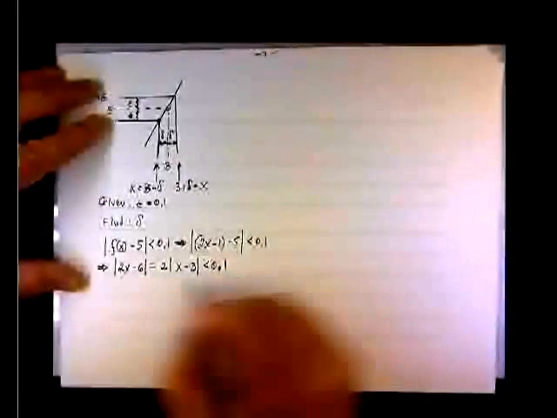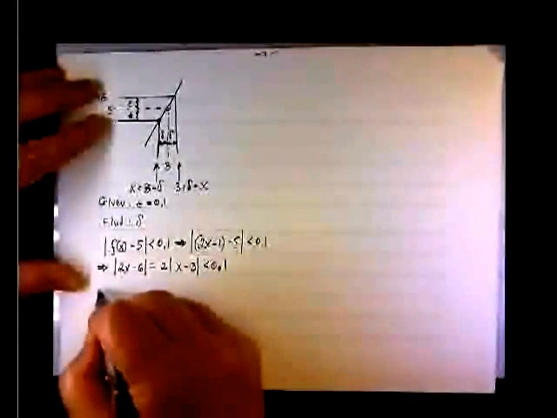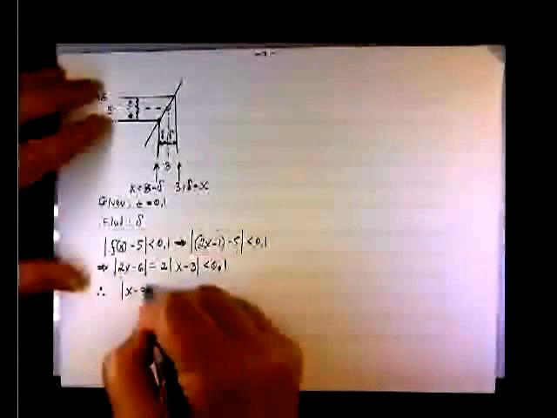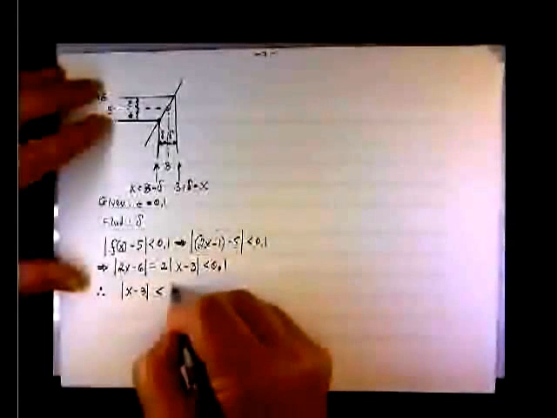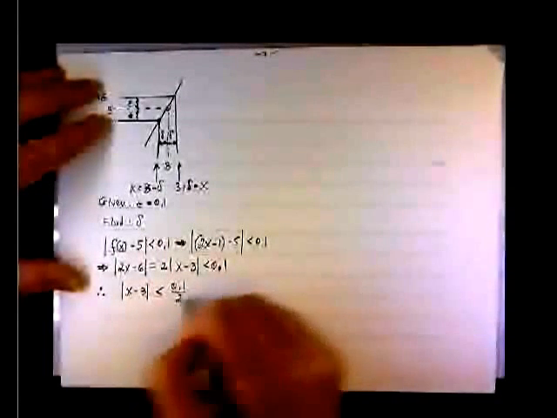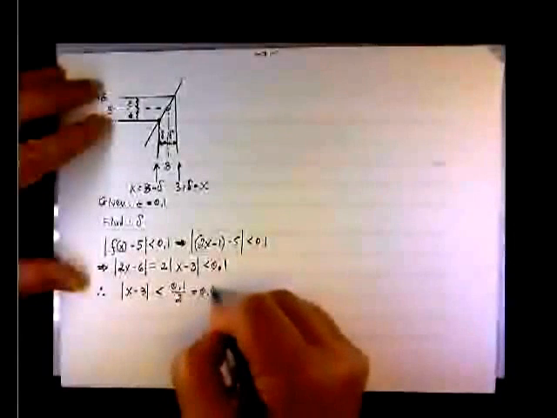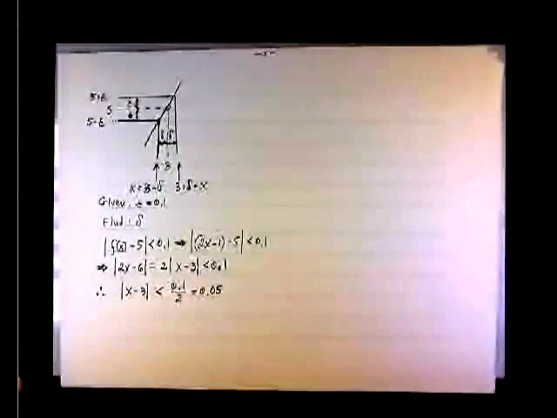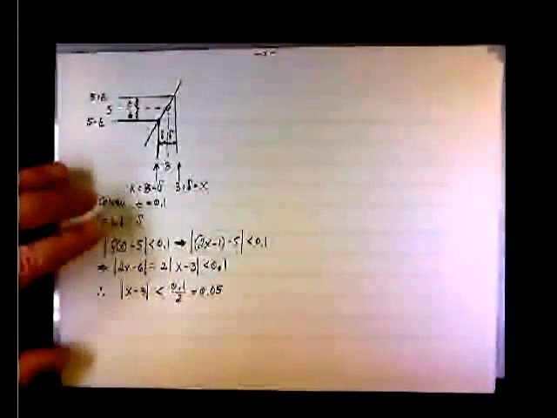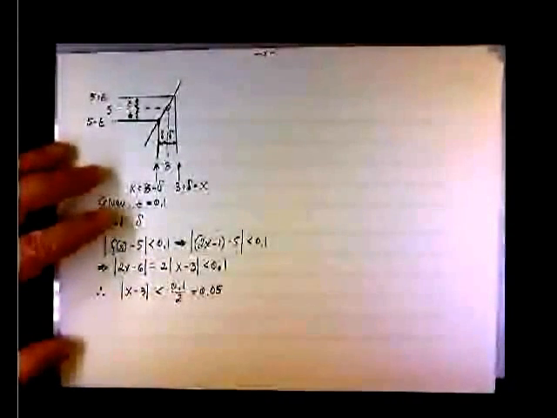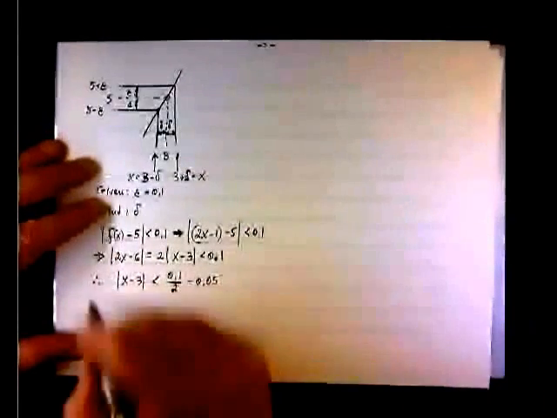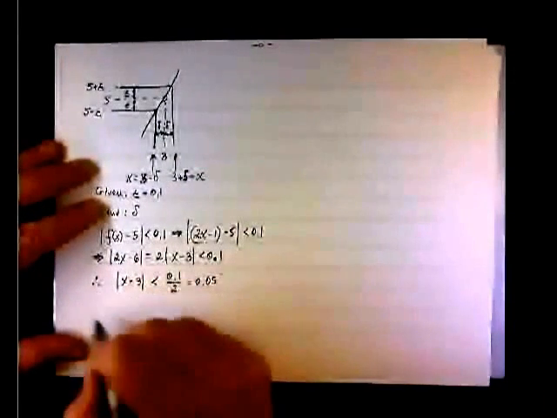So what does it tell you about delta? I want the absolute value of x minus 3 to be less than 0.1 divided by 2, or 0.05. So we choose delta to be 0.05. Okay.